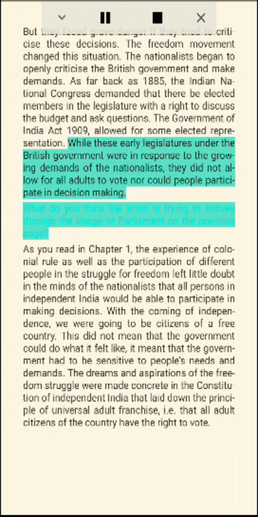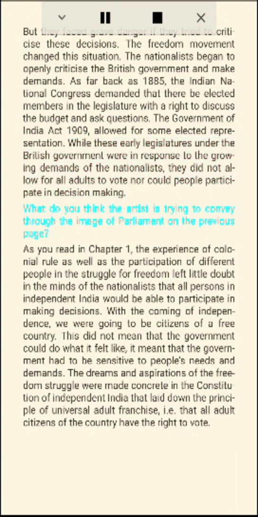While these early legislatures under the British government were in response to the growing demands of the nationalists, they did not allow for all adults to vote, nor could people participate in decision-making. What do you think the artist is trying to convey through the image of Parliament on the previous page?